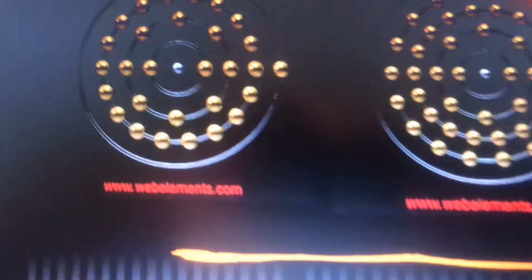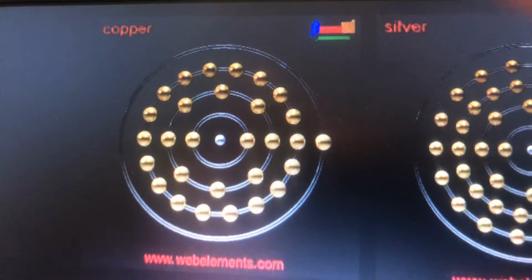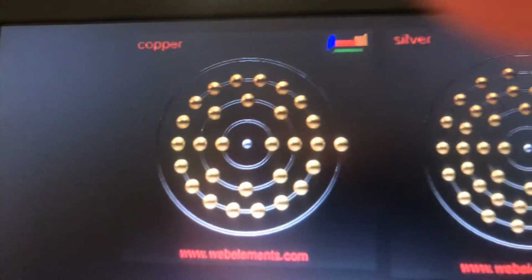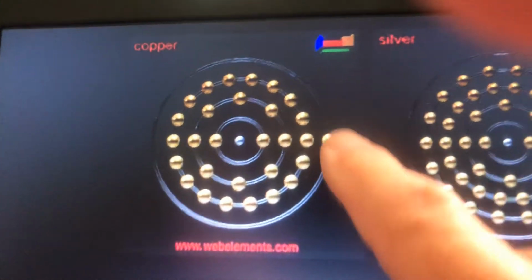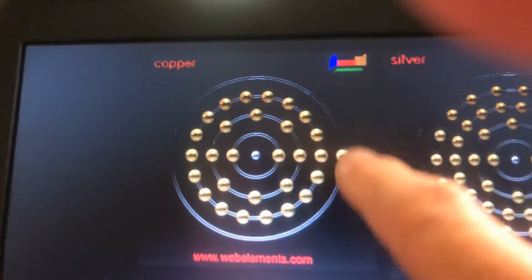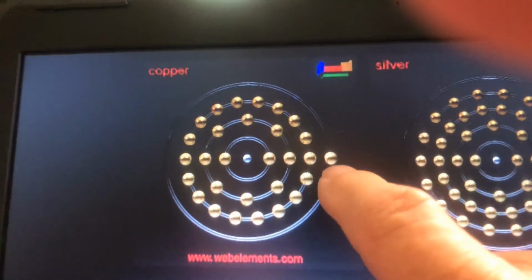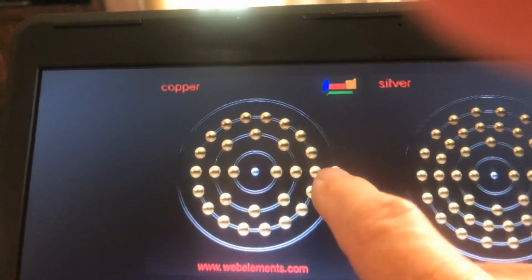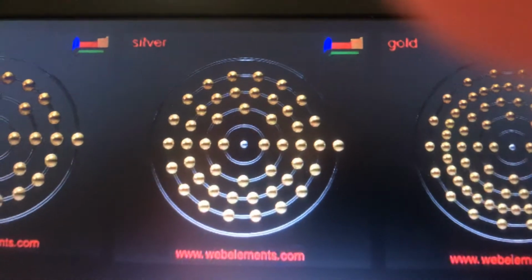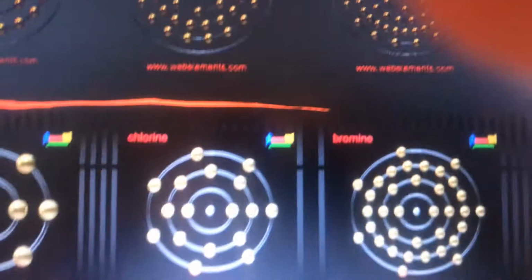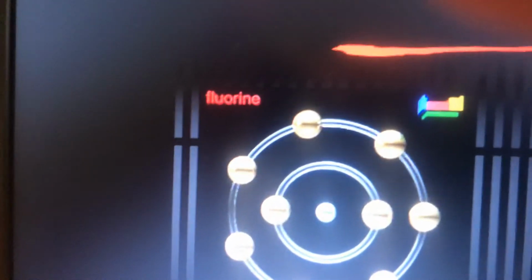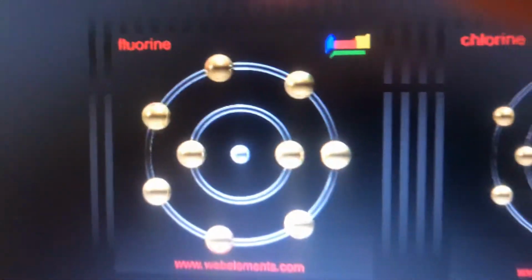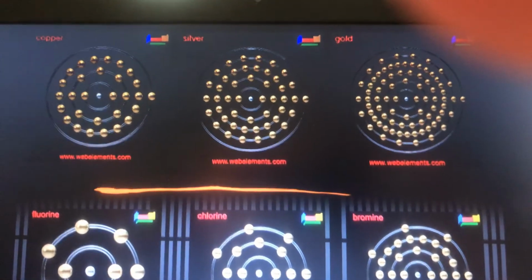One of the reasons why copper is a good conductor is that it has one electron in its outer valence shell. Here's this one lone electron that can move easily from one piece of copper to another. And here's silver. Silver is the same way. And here's gold. Gold's the same way.